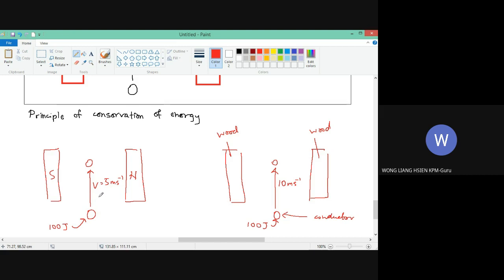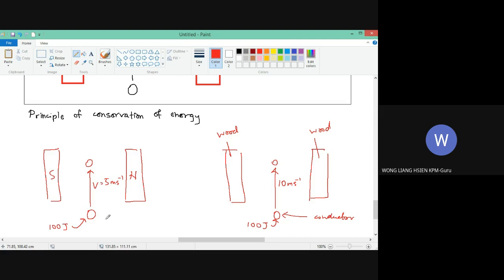Another part, the rest of the energy turns into electrical energy inside the conductor. Understand now? That is why the velocity will be slower, because only a part of the 100 joules turns into kinetic energy. The rest turns into electrical energy. Get the idea?